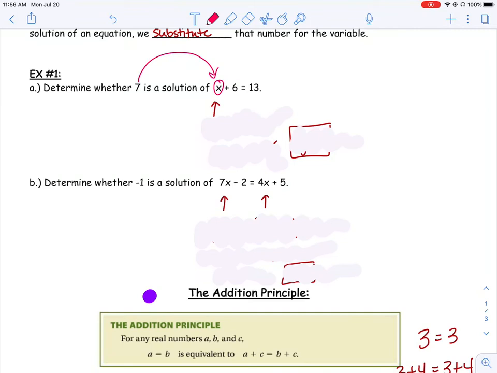So I'm going to rewrite the equation, and wherever I see a variable, the x, I'm going to plug in a 7. So I have 7 plus 6, and we want to know if that's equal to 13. We want to see if the left side is equal to the right side. 7 plus 6 is 13, and since 13 equals 13 and the two sides are equal, well then I know that it is a solution to the equation. So x does equal 7, and 7 does work.